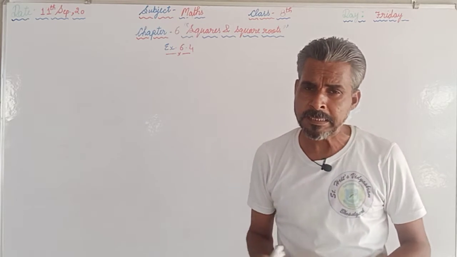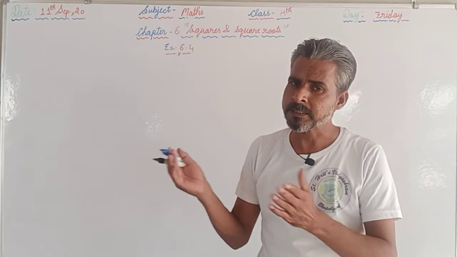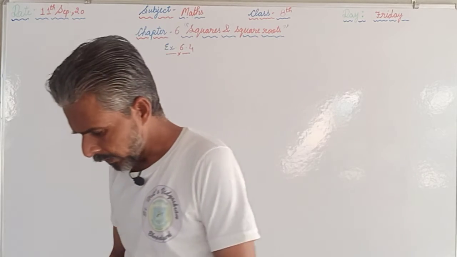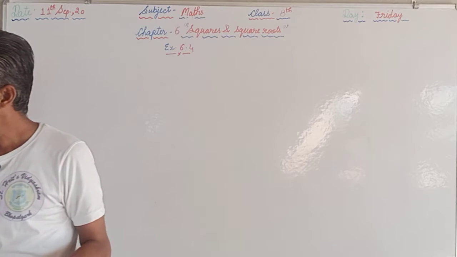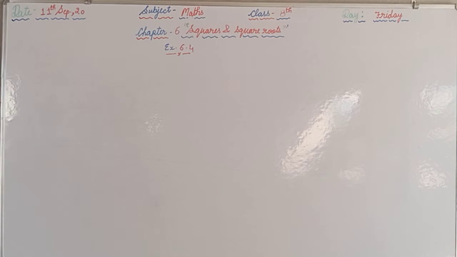This video is for class 8th and the subject is maths, and we are continuing the same chapter, chapter number 6, and the name of the chapter is squares and square roots. We have already completed up to exercise 6.3. Today we are supposed to start exercise 6.4.